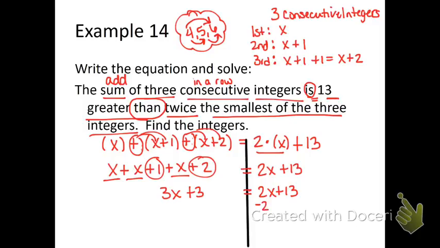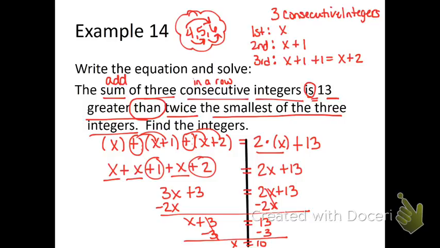Now let's just solve for x. So I'm going to move the 2x over by subtracting it because it was positive. So I got x plus 3 equals 13. Move the 3 over. I'm going to subtract it because it was positive. And I end up with x equals 10. Was that my answer? No. Let's check. It says find the integers. So I'm looking for all 3 of them.